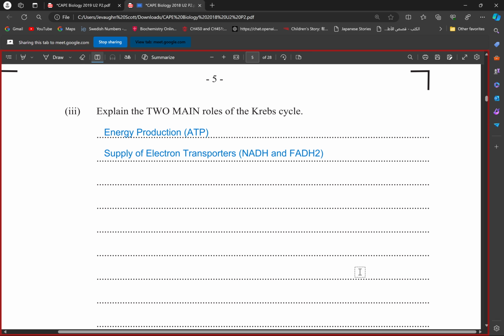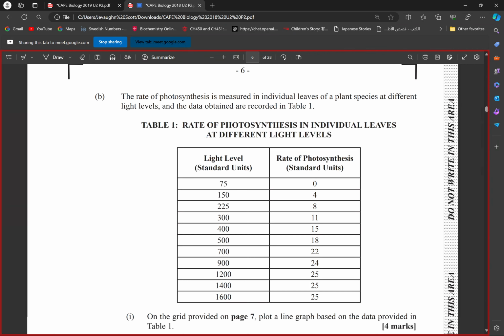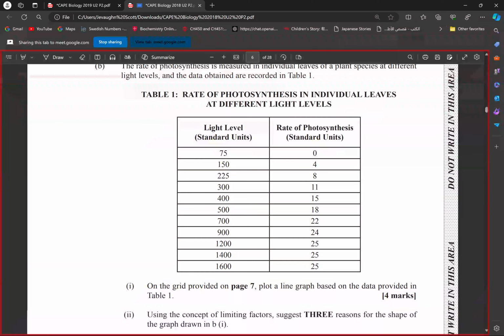Alright. So let's see what else. Oh no. Every single time I see photosynthesis on a past paper, my heart drops. Alright, so the rate of photosynthesis is measured in individual leaves of a plant species at different light levels. I don't know who would take their precious time out of their day to do this. Alright, on a grid. Okay, so you guys know how to create a graph, right?